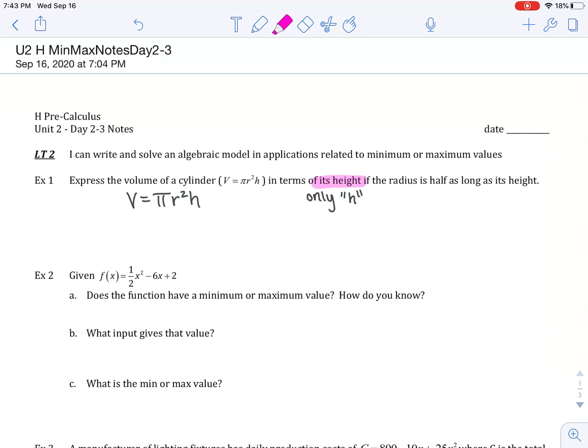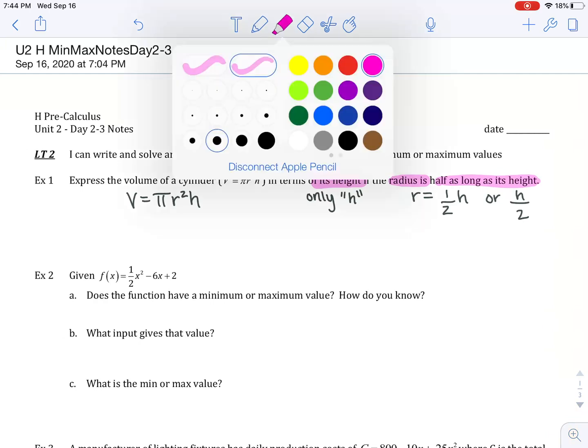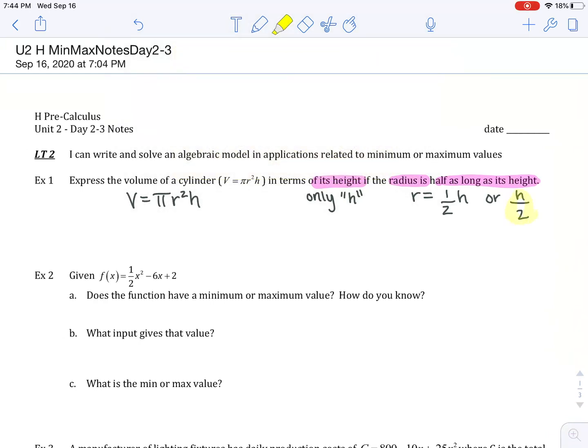Okay, so let's actually translate this last part. Radius is r equals half as long as its height. So half the height, or I can just say h over 2. Same thing. For me, the second one's actually easier when I have to plug it back in. So we know what the new r is in terms of h. I'm going to take that value and put it into the r in the volume equation.